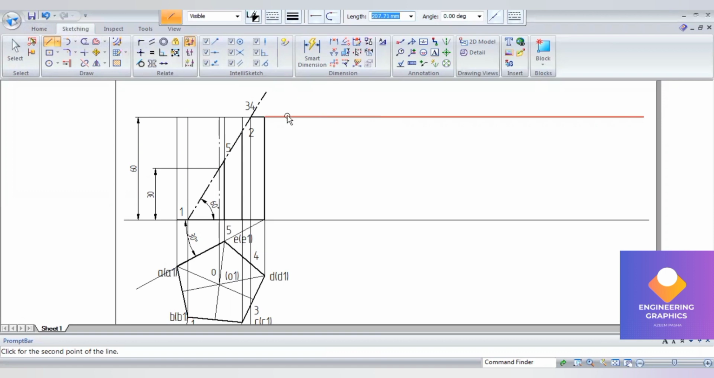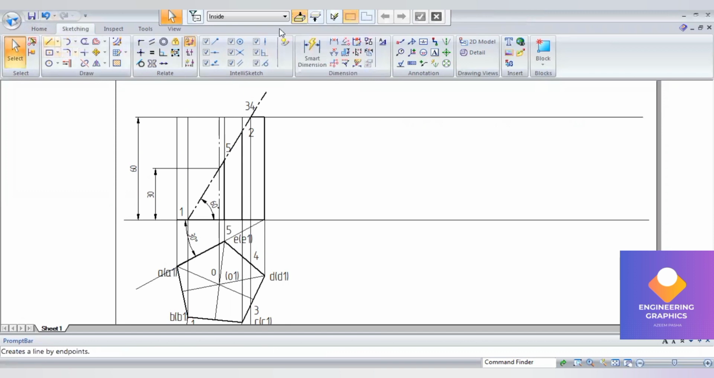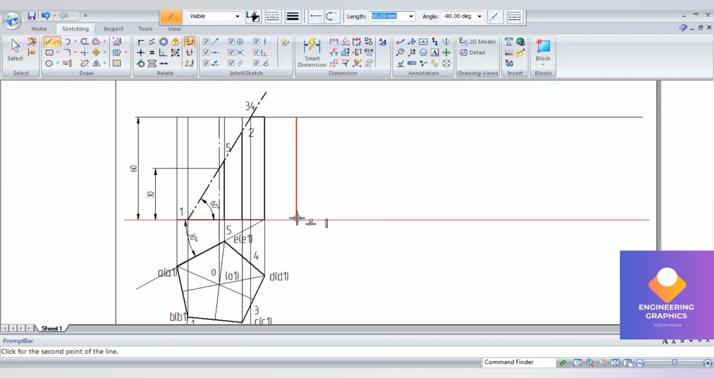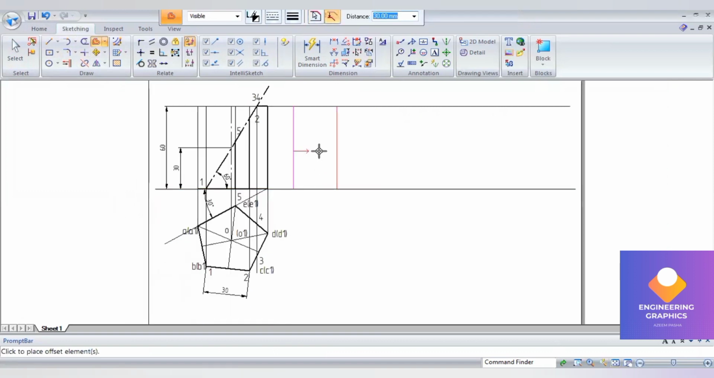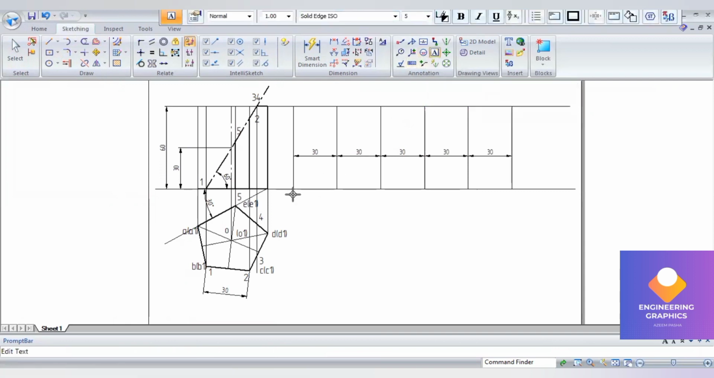Okay, now draw the parallel line here. Draw one vertical line. Now we have to offset this, because it is a pentagonal prism. We have to offset for 30 mm. Okay, offset distance of 30, give enter and click. So total 5 faces, because it is a pentagonal prism here. Okay, can give the naming for these faces. So we'll denote it by capital letters here.